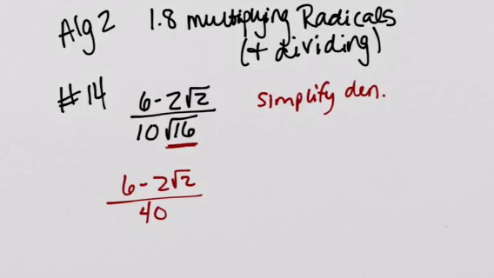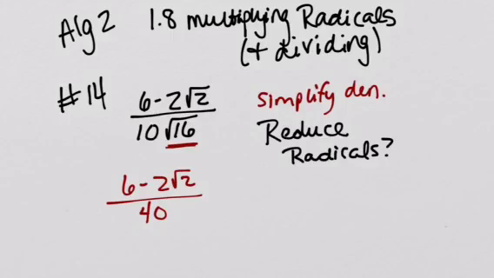Now what I need to do is just make sure that I've reduced the problem if possible. So when we reduce, what we want to do is we want to make sure that the radicals are all reduced and dealt with. And so when I look here, the only radical I have is the square root of 2, and he cannot be broken down. So I'm going to put a check mark that the radicals are dealt with.